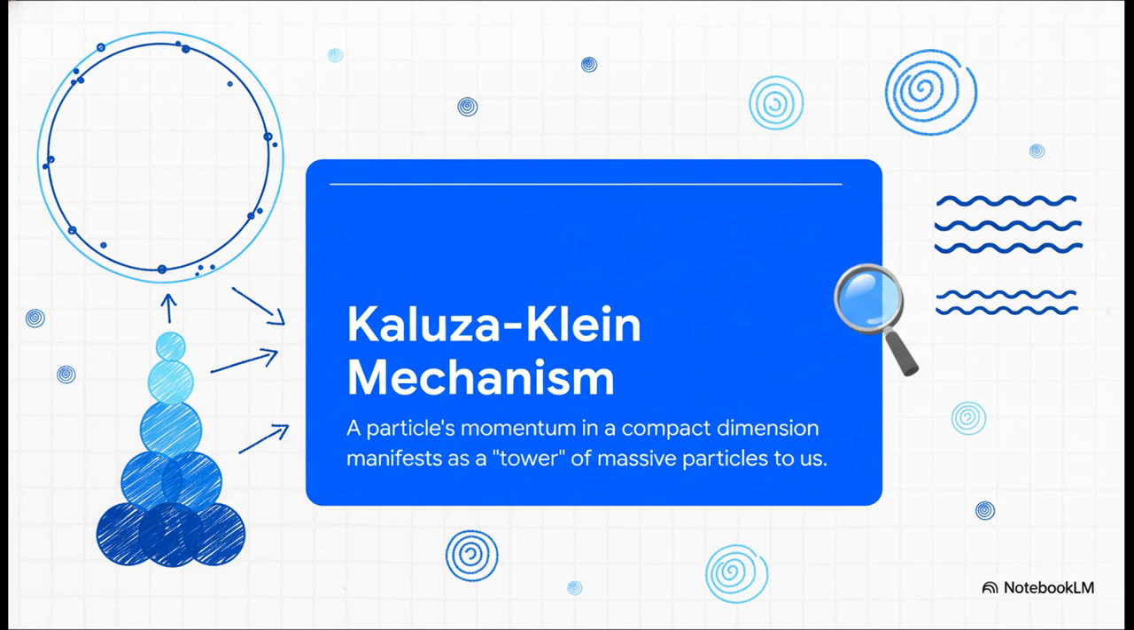Now, here's where it gets really cool. The Kaluza-Klein mechanism tells us that a particle moving around that tiny hidden circle has energy, it has momentum. But from our perspective, in our big dimensions, we can't see that little loop-the-loop motion. So where does that energy go? Well, thanks to our old friend E = mc², that unseen energy of motion shows up to us as mass. The faster a particle zips around the hidden circle, the heavier it appears in our world, creating a whole tower of particles with ever-increasing masses.